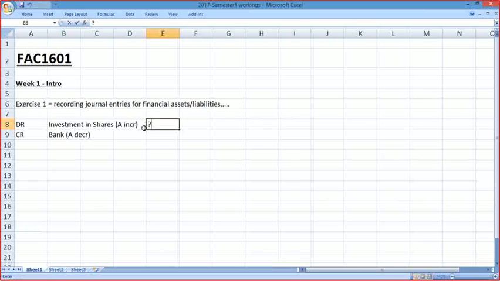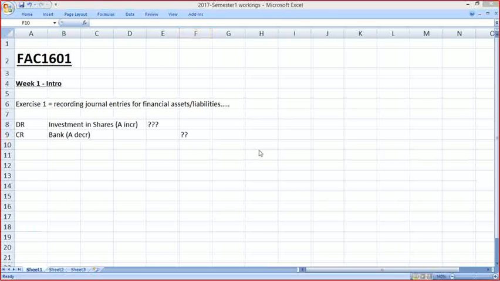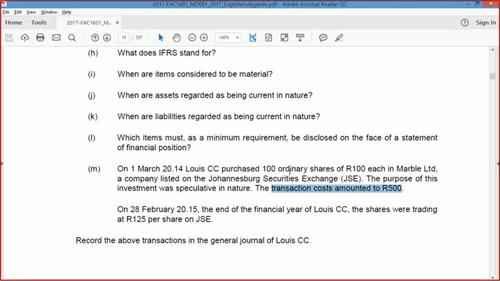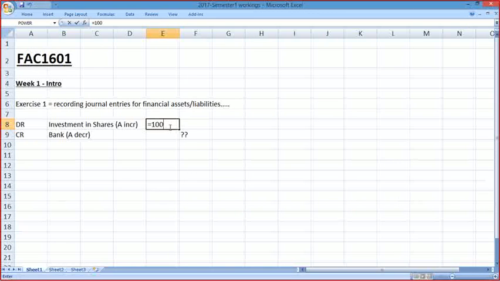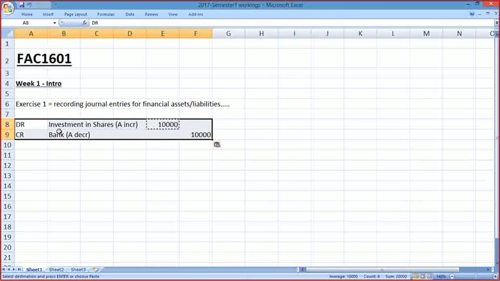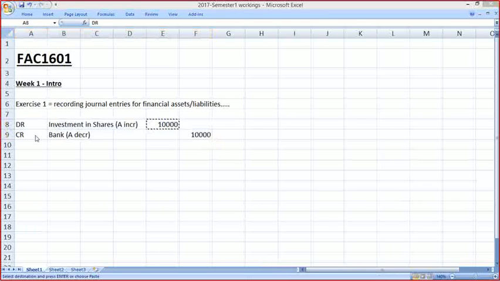Now I need to get the monetary amount. Okay, obviously the rands and cents. So how many shares did I buy? 100. So it's going to be 100 times 100. Which is? Oh gosh, 10,000. Yes. Okay. Right, and there you go. There's the first transaction. What date are we going to write here?